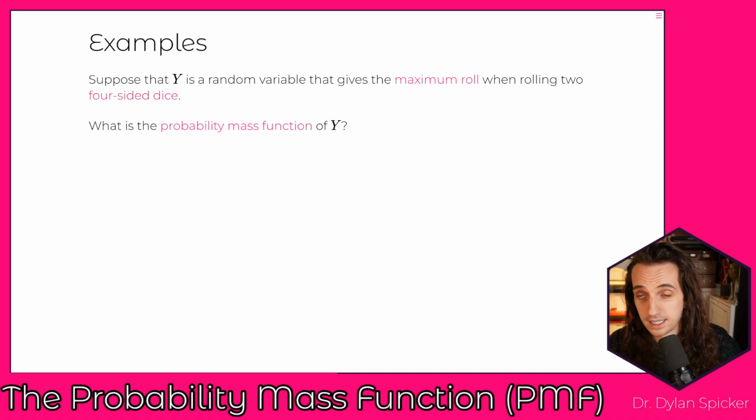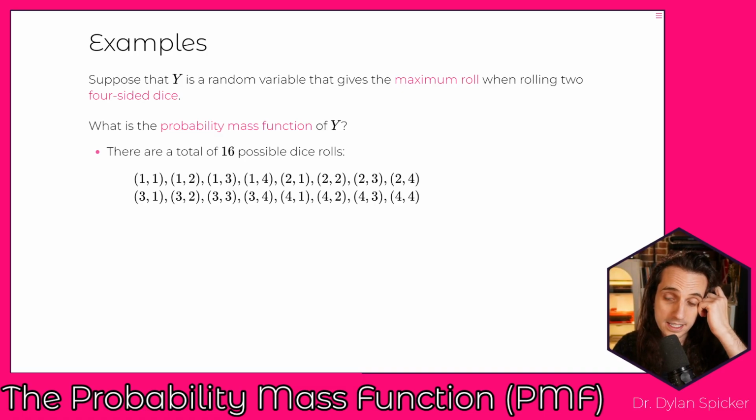Okay. Second example here: suppose that y is a random variable that gives the maximum roll when we roll 2 4-sided dice. What's the probability mass function of y? So again, we need to think about, well, what are the possibilities for y? And then what is the probability that each of those takes on? We need the probability distribution here. Okay, so there are 16 total outcomes for these rolls of the dice. And so then we think about, well, in each of these cases, what is the maximum? What can our maximum be? And we know that the maximum can be either a 1, a 2, a 3, or a 4, right?